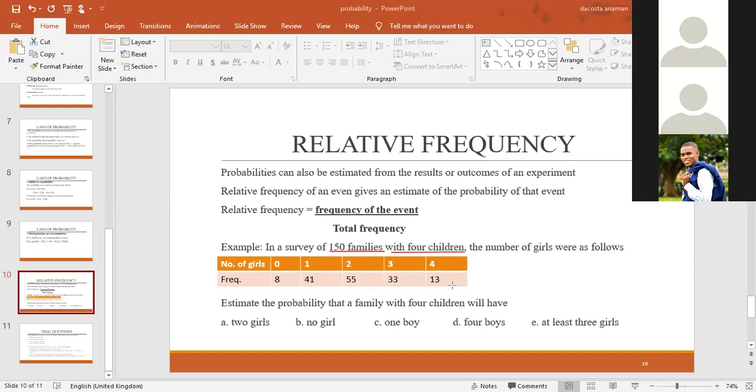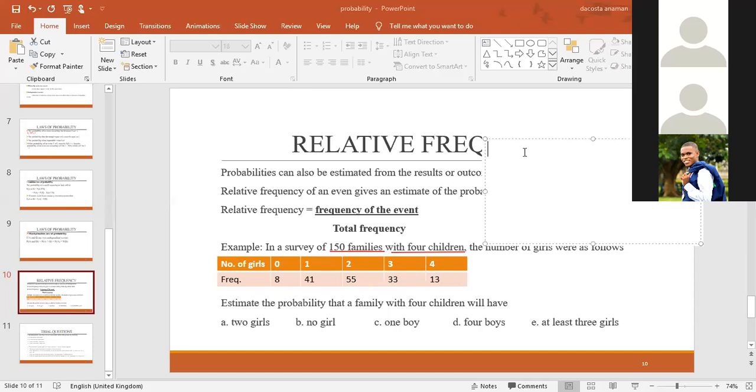Now, the question is to estimate the probability that a family with 4 children will have A, 2 girls, B, no girl, C, 1 boy, D, 4 boys, and E, at least 3 girls. Okay, so let's try solving this question.